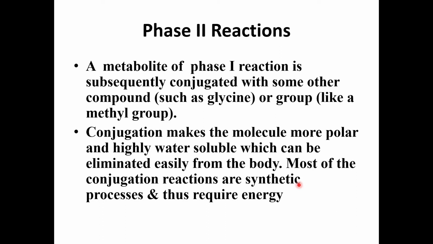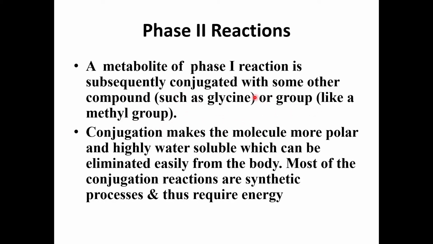As you all know, in phase 2 reaction, the xenobiotic is conjugated with a hydrophilic molecule. For example, these are all substances that are produced in our body: glucuronic acid, glycine, glutamine, glutathione, and it is converted to an excretable product that has lost the biological activity of the parent compound. So a metabolite of phase 1 reaction is subsequently conjugated with some other compound such as glycine or a group like methyl group.